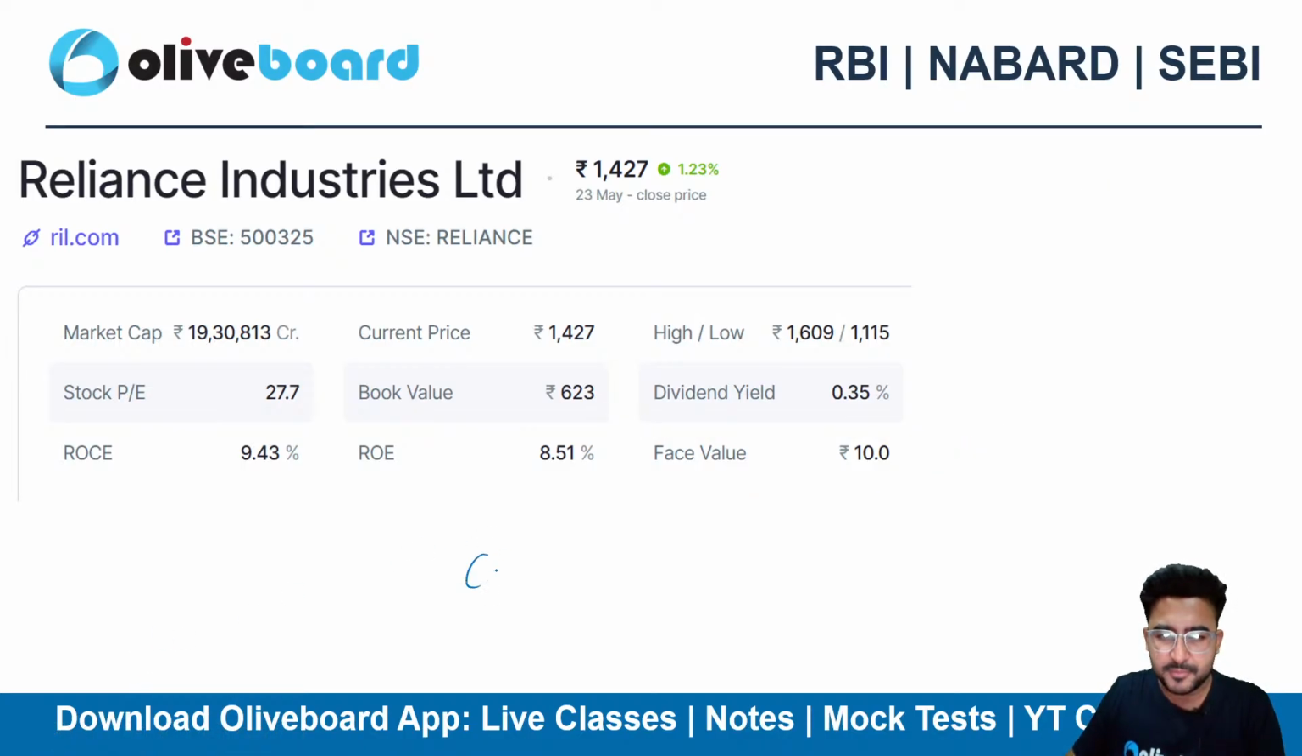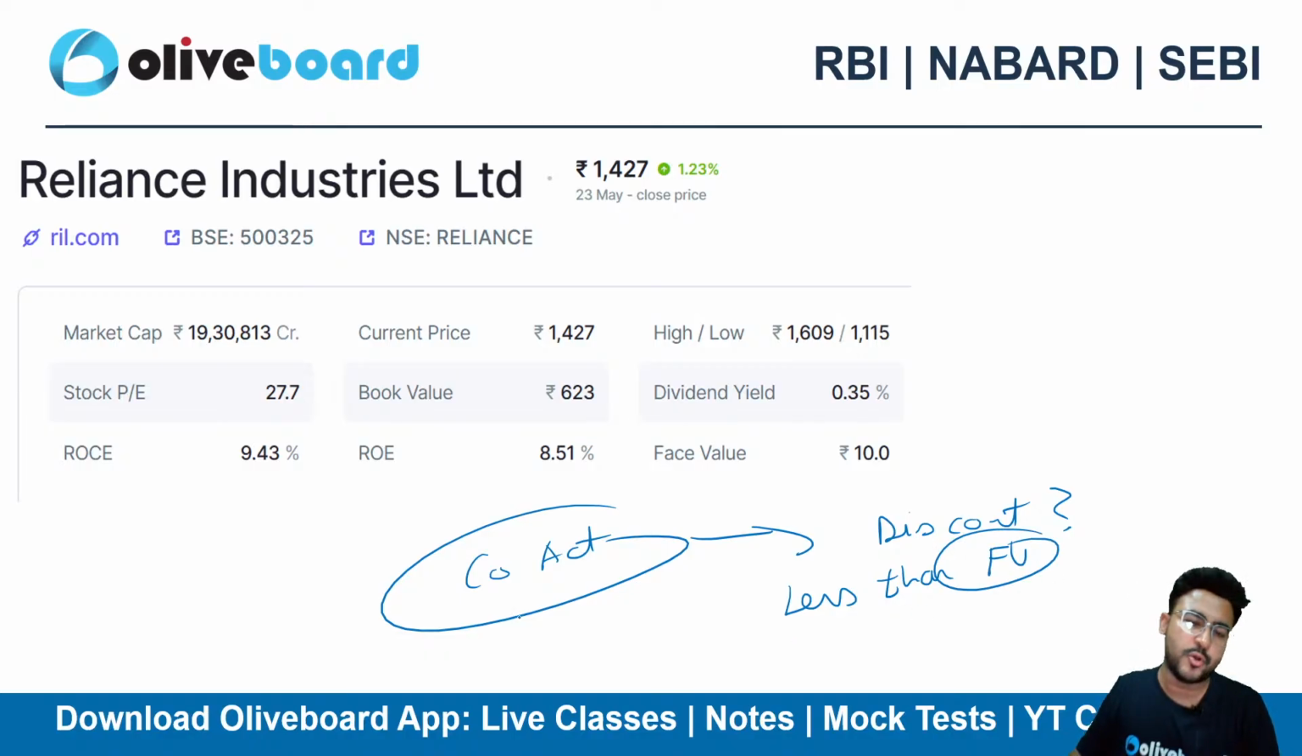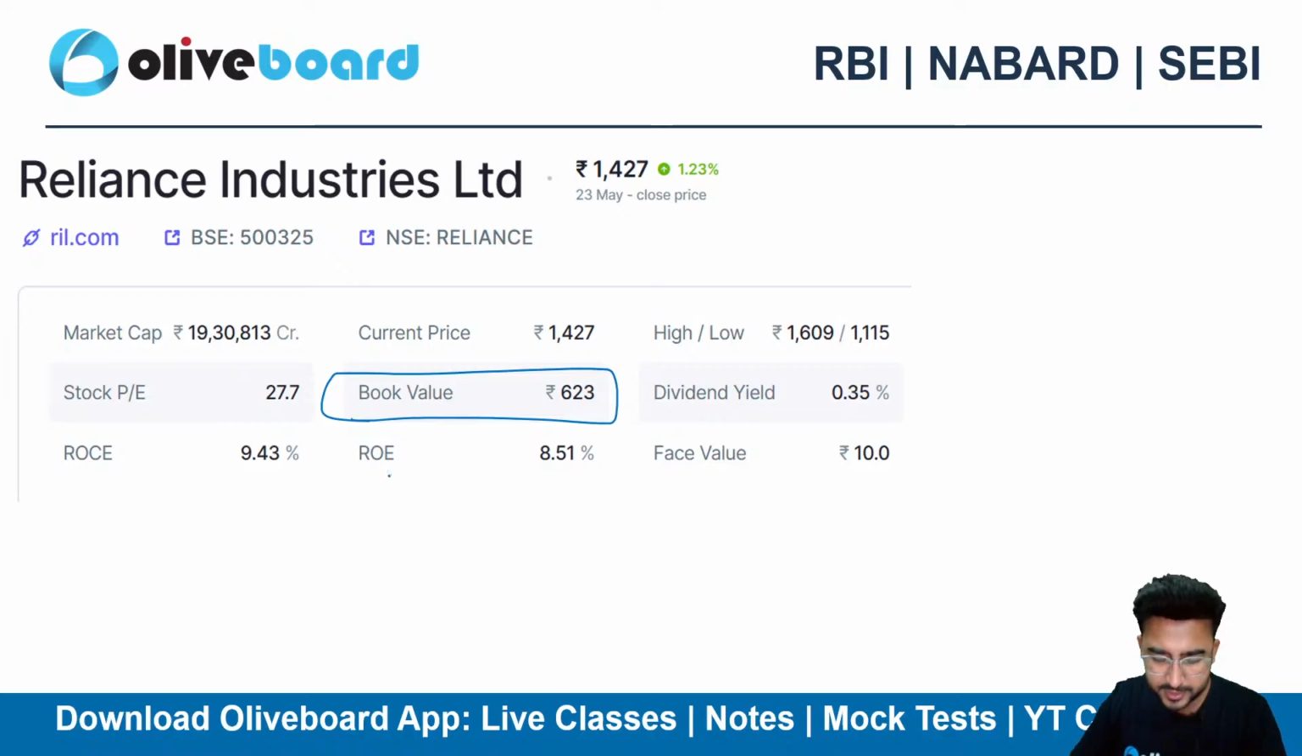Acha, tell me, as per Companies Act, can we issue shares at a discount? That means less than the face value of the share. No, that's not permissible under the Companies Act. Okay, just for knowledge purposes I'm telling you, that's not permitted under the Companies Act. You can only issue the share at a premium, right? Next concept is book value. What do you guys mean by book value? What do you think book value is all about?